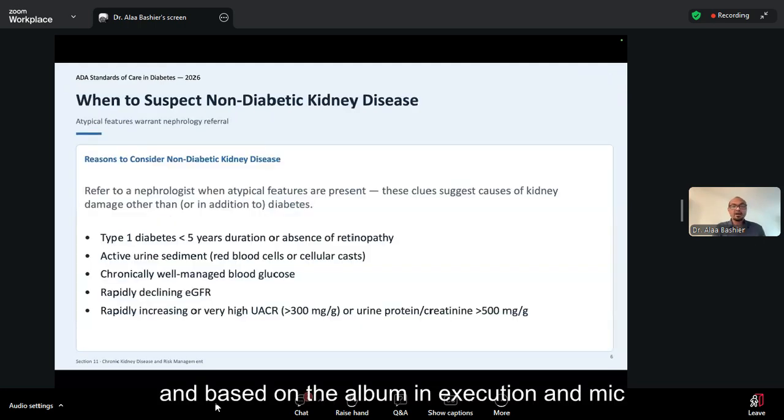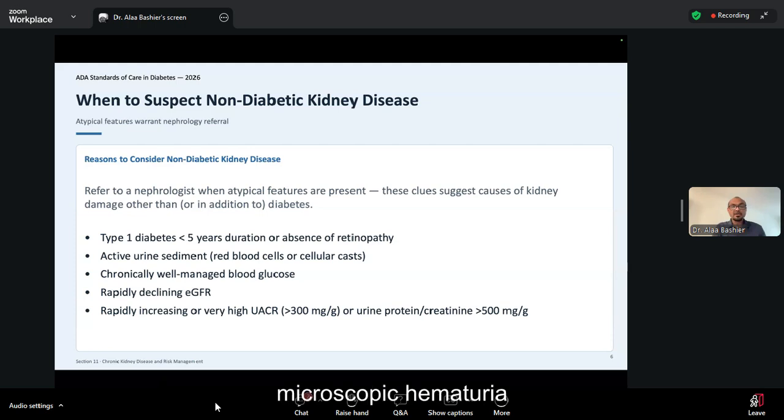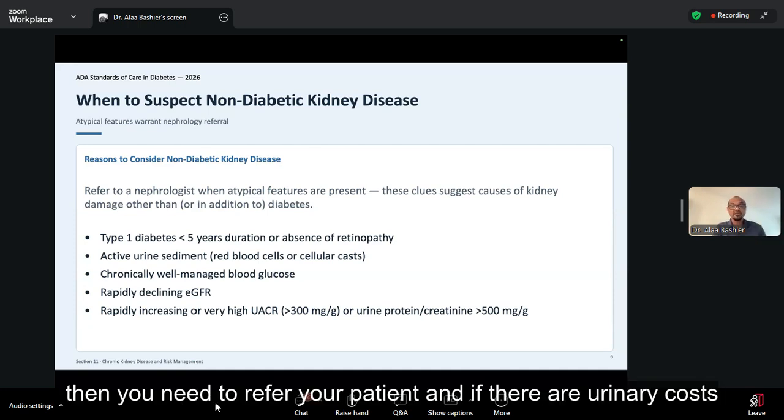And based on the albumin excretion and microscopic hematuria, if the albumin excretion, as I mentioned earlier, is more than 300 and is increasing, then you need to refer your patient.